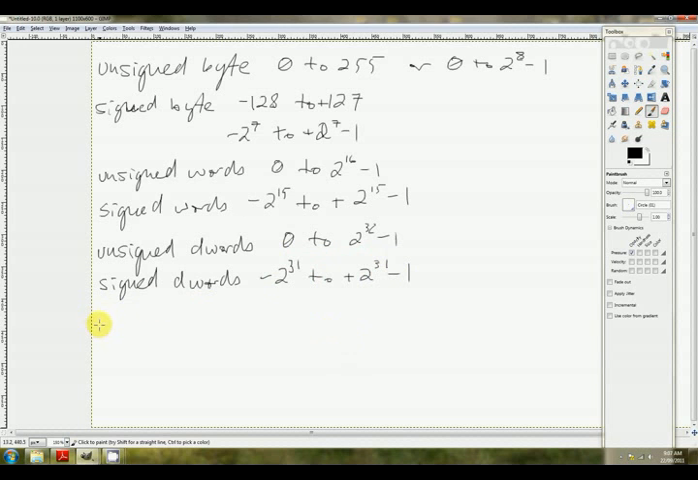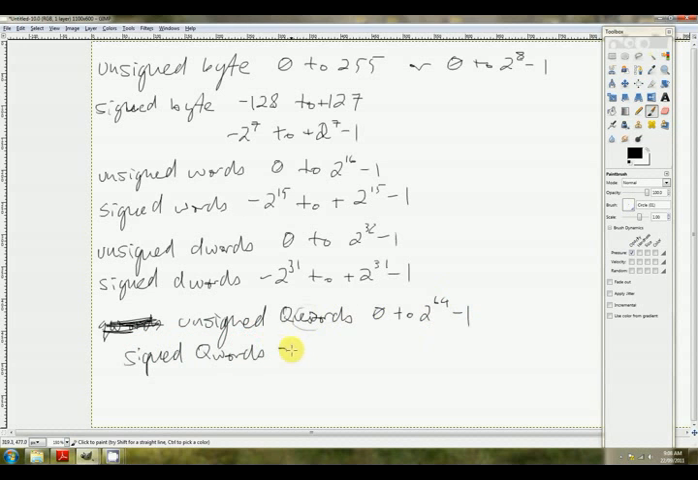And the final one, in 64-bit processors, we've also got Q words. Oh, that should have been unsigned Q words. That says keywords there. I don't know if you're familiar with this letter, but it's meant to be a W. Okay, so unsigned Q words range from 0 to 2 to the power of 64 minus 1. Just a massive, massive number. And signed Q words range from negative 2 to the power of 63 to 2 to the power of 63 minus 1.